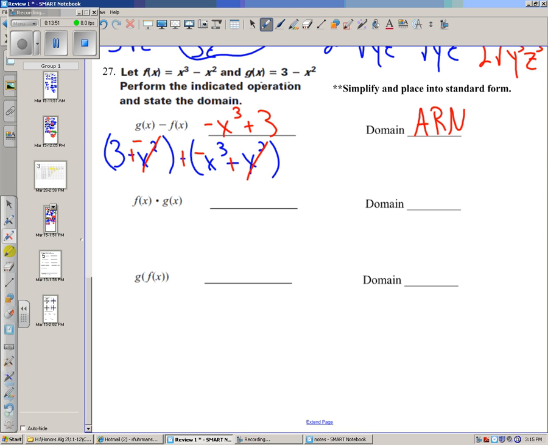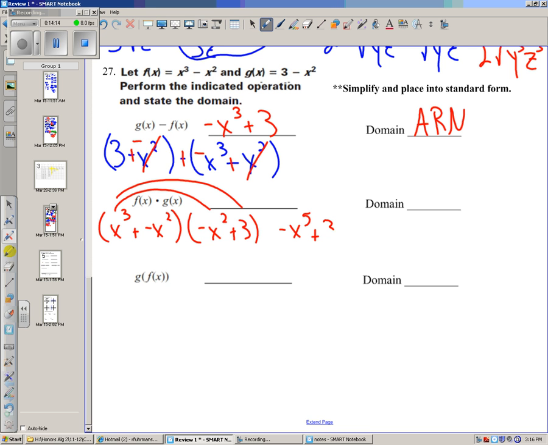So the next one, I'm going to multiply. So when I multiply, I'm actually going to start writing them in standard form. So there's f of x, and here's g of x. I've gone ahead and add the opposite, and now I'm going to distribute. First, I'm going to distribute the x cubed in. So when I do that, I get negative x to the 5th plus 3x cubed. And now I'm going to distribute the negative x squared. And when I do that, I get x to the 4th and negative 3x squared.